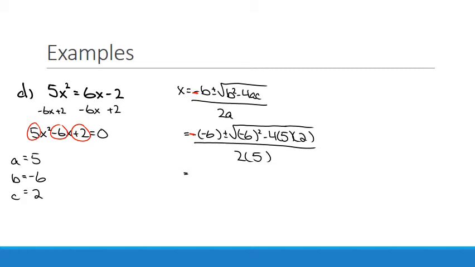Okay, so go through. Take your time, just calculate. Negative times negative is positive, so 6 plus or minus the square root of negative 6 squared is 36. Negative 4 times 5 times 2, that's negative 20 and 2, so negative 40. All over 10. 6 plus or minus the square root of negative 4, all over 10.